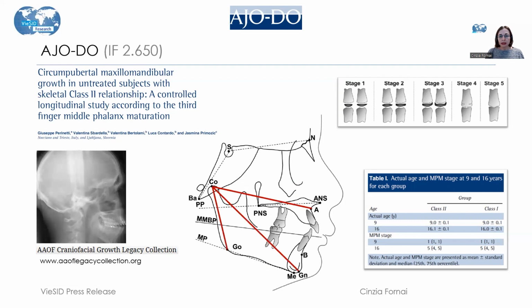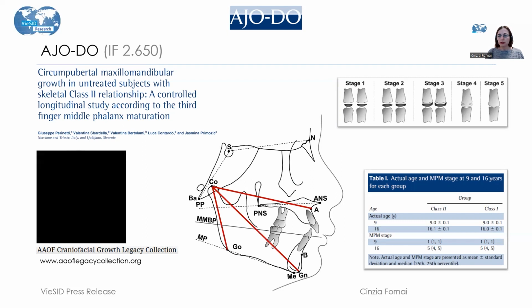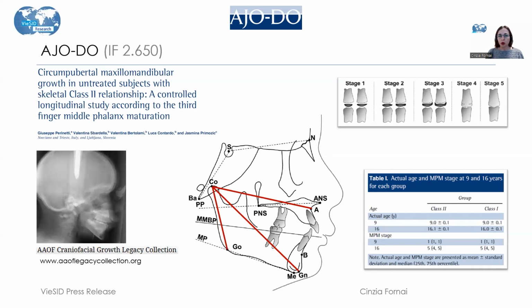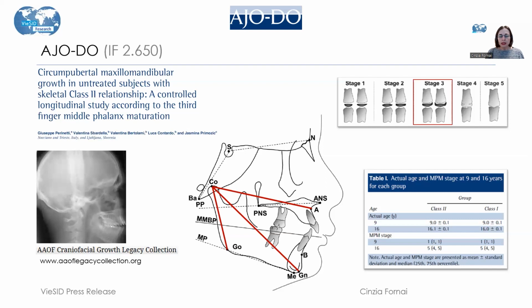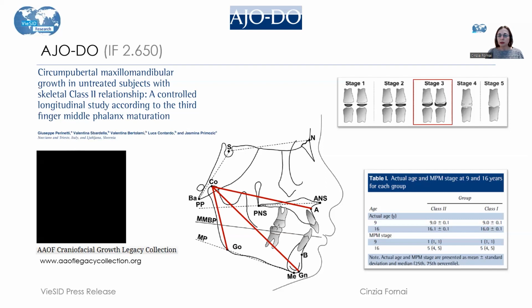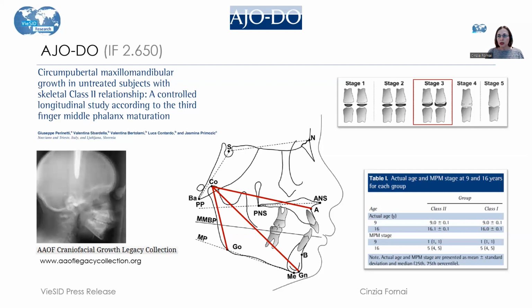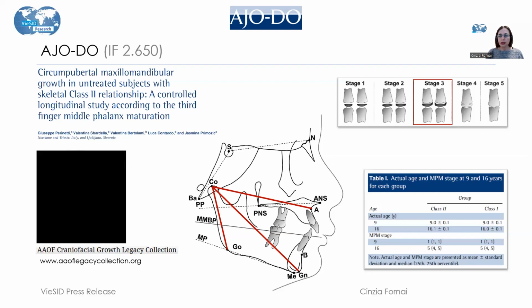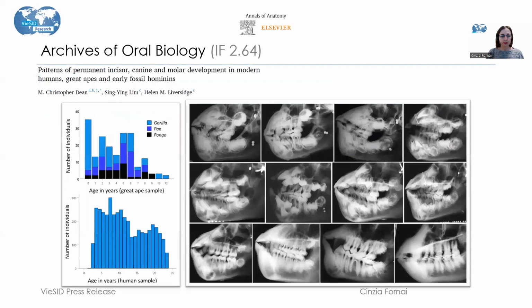They found out that class 1 and class 2 children differed by 3 variables: condylion to point A, condylion to gnathion, and condylion to gonion, and that the greatest divergence was visible in stage 3 of the third finger middle phalanx maturation, which is reached usually around 12 years of age. The authors concluded that these findings should be taken into account when planning early treatment in children, as in class 2, mandibular deficiency peaks already during puberty.